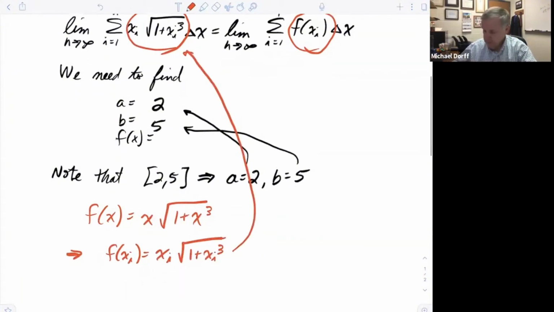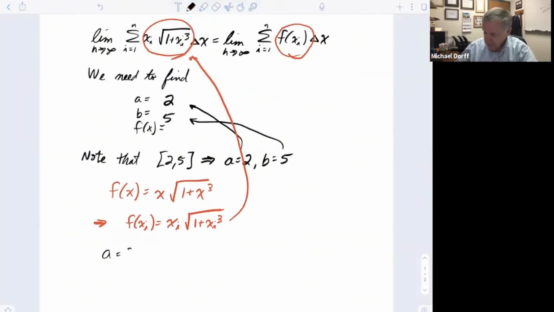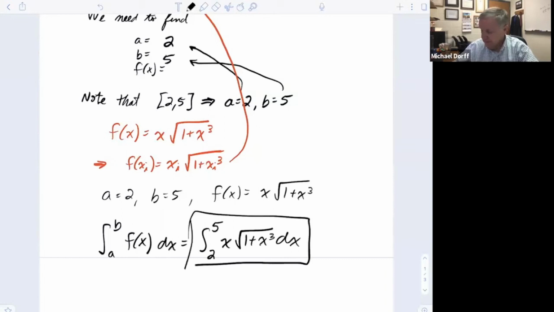So it works. What do I have again? I have a equals 2, b equals 5, and f of x equals x square root of 1 plus x cubed. So the original limit of the summation is equal to the integral from a to b of f of x dx. I just substitute those values in and I get the integral from 2 to 5 of x square root of 1 plus x cubed dx. And that's my answer.